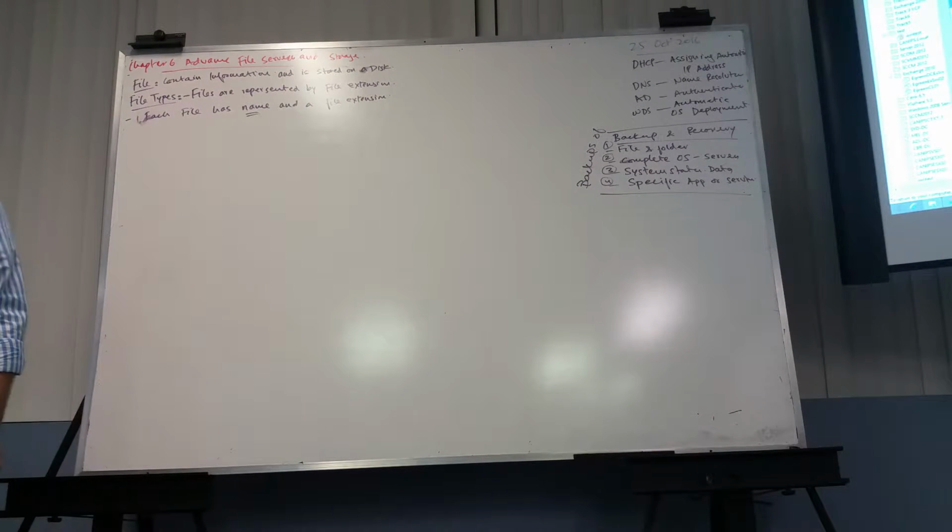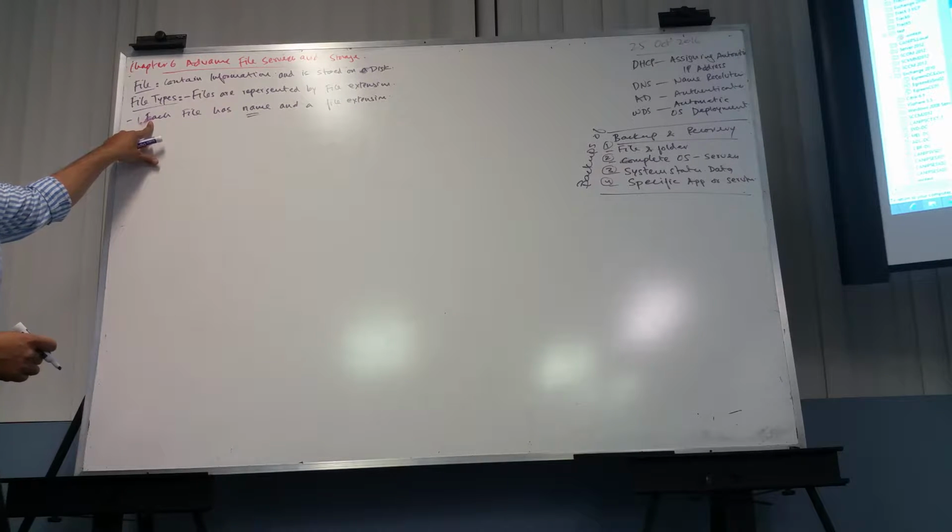Just like in the real world we have files too, I have a file sitting here, and a file has a name too. In the real world we can represent files by colors as well. I can have blue for registration forms, and another color for something else. This is actually a folder here, but a file is just a file. Each file has a name and an extension.